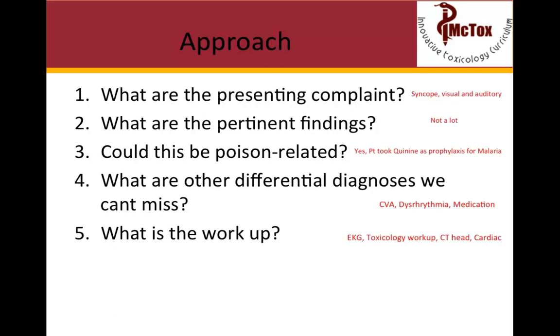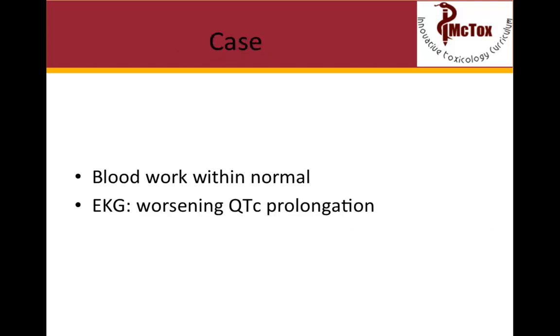He presented with syncope, visual and auditory changes, without a lot of abnormalities on exam. This could be tox-related, given the recent use of malaria prophylaxis, but we need to rule out other serious diagnoses like stroke, dysrhythmias, and other medication effects. So we will proceed with a tox workup, including a trop, ECG, and CT head. His blood work comes back all normal, but you pay close attention to the ECG and find his QTc prolongation has gotten worse.